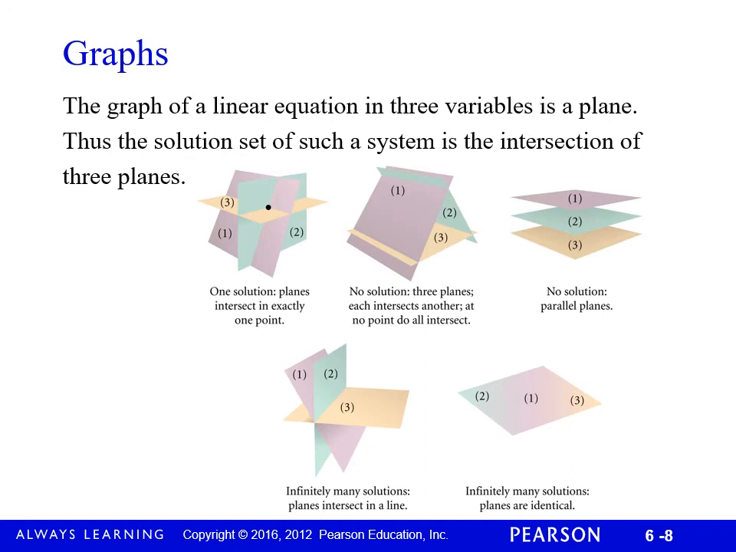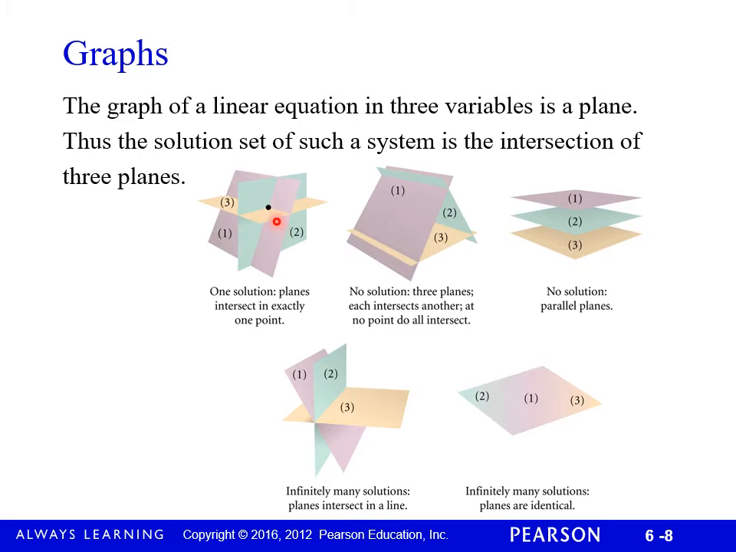I wanted to show you this visually. The graph of a linear equation in 3 variables is a plane. It's like a sheet of paper, if you will. Thus, the solution set of such a system is the intersection of 3 planes. And there's a lot of different possibilities here, more so than the linear.